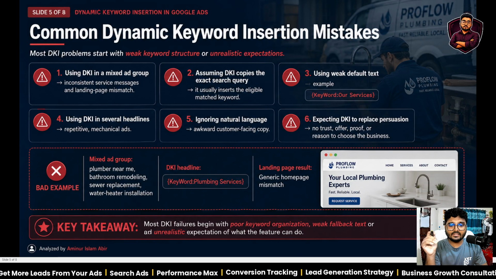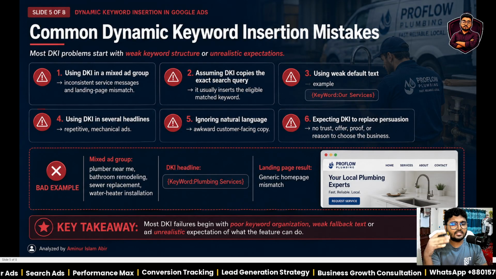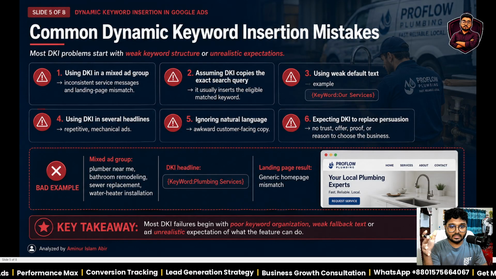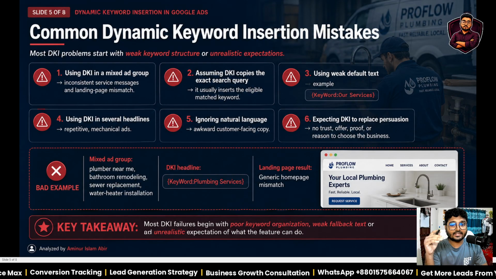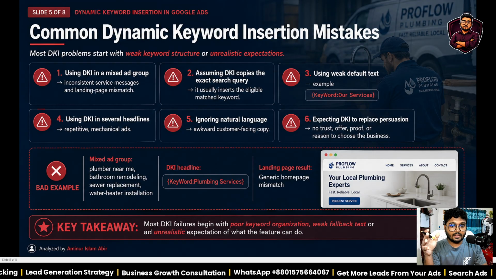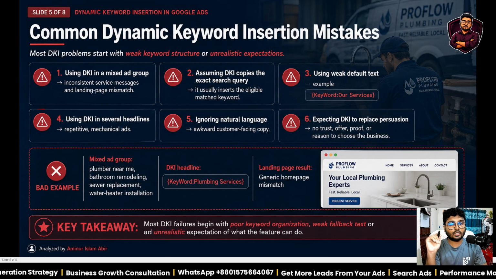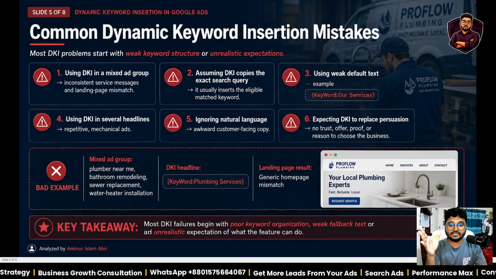The fourth mistake is using DKI in too many headlines. The advertisement may become mechanical, repetitive, and keyword heavy. The fifth mistake is ignoring natural language. A keyword may work for targeting but sound awkward as customer-facing copy. The sixth mistake is expecting DKI to replace persuasion. The ad may repeat the service but provide no benefit, proof, offer, or reason to choose the business.